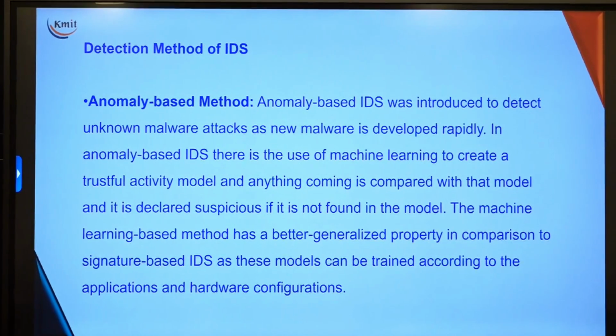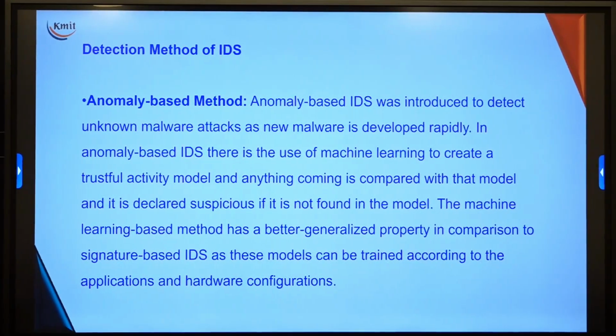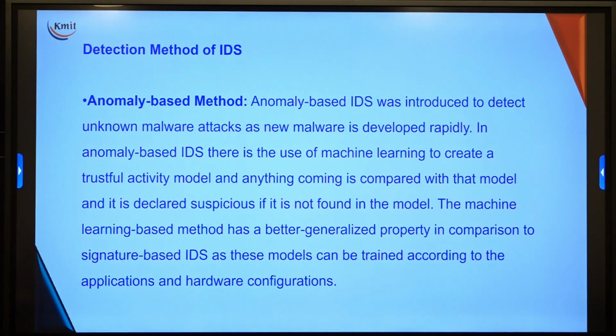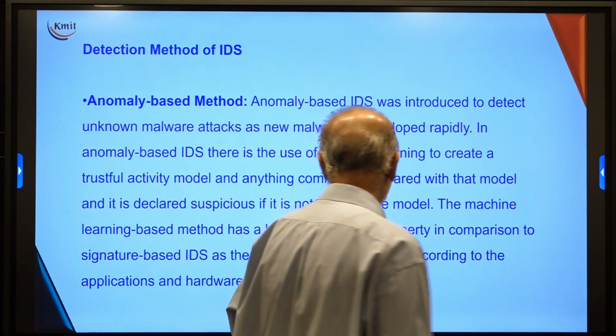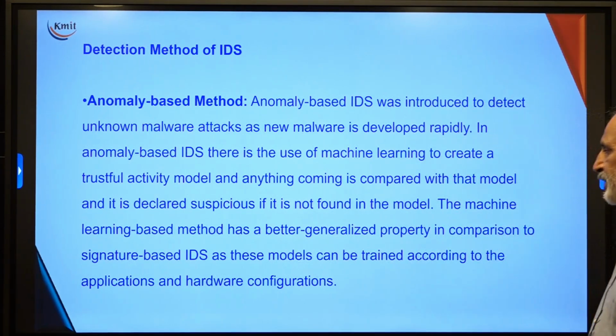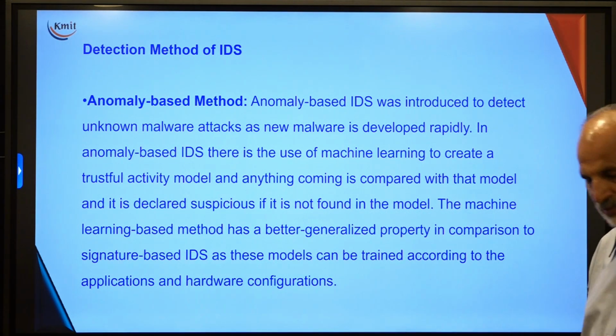Anomaly-based methods are introduced to detect unknown malware attacks, as new malware is being developed rapidly. In anomaly-based IDS, a machine learning algorithm is used to create a model of useful activity. Anything coming in is compared with that model and declared suspicious if it is not found in the model. The machine learning based method has better generalization properties in comparison to the signature-based IDS.